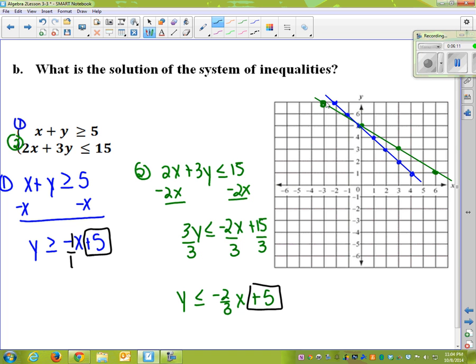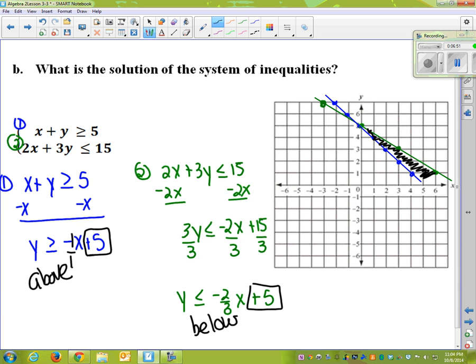Now I need to decide how I'm going to shade. The blue equation says y is greater than. That means I need to shade above. The green line says y is less than. It points to the y, so y is smaller, and that means I need to shade below. So I'm above the blue line and below the green line. Above blue, below green. That gives me this little segment right there.